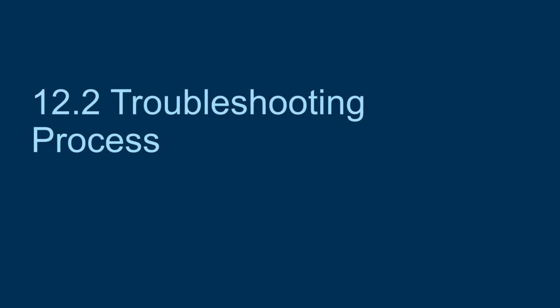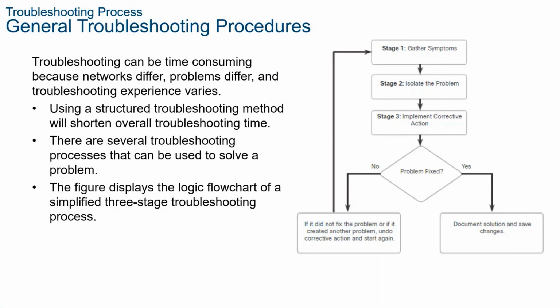All right, let's move on to the network troubleshooting process. General troubleshooting procedures: troubleshooting can be time consuming because networks differ, problems differ, and troubleshooting experience varies. However, experienced administrators know that using a structured troubleshooting method will shorten the overall troubleshooting time. Therefore, the troubleshooting process should be guided by structured methods like what is presented here. This requires well-defined and documented troubleshooting procedures to minimize wasted time associated with erratic hit and miss troubleshooting.